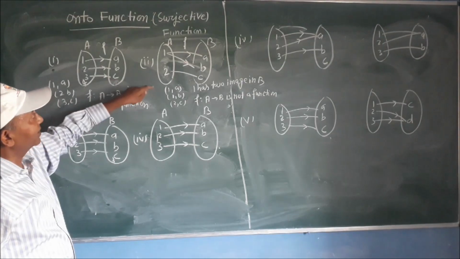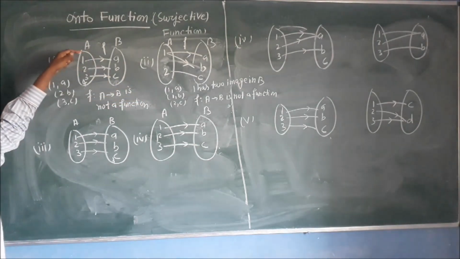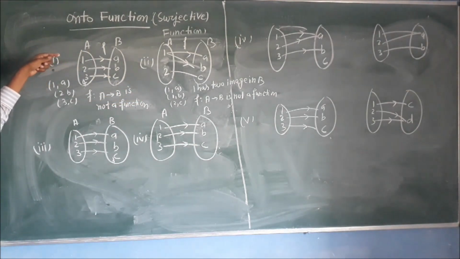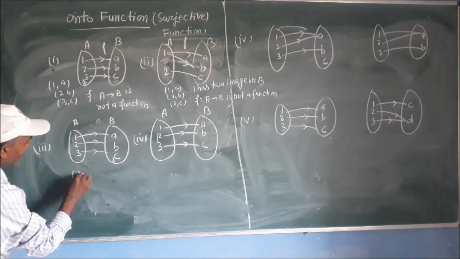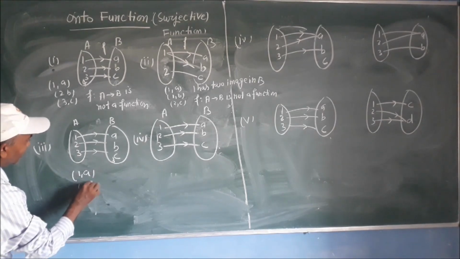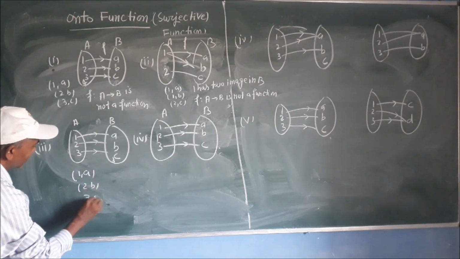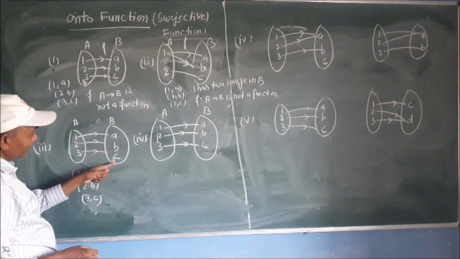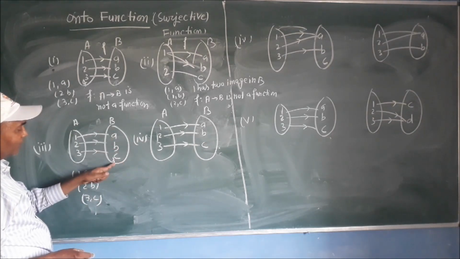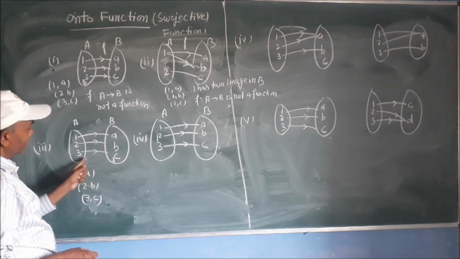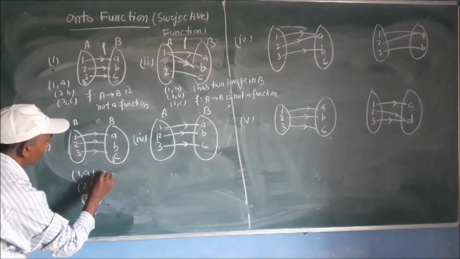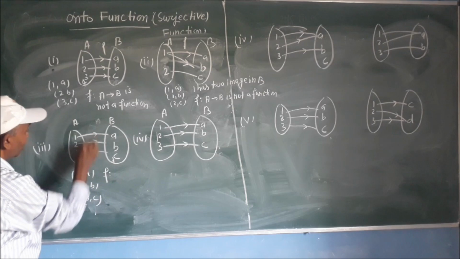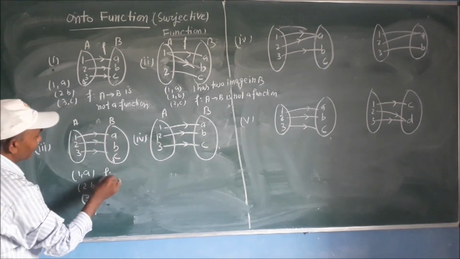These are the two cases in which you can examine whether the given example is a function or not. Here 1 has image A, 2 has image B, 3 has image C, and all elements of A have an image. But in set B, there is an element D which has no pre-image. So no problem. This type of example is one where all elements of A have a unique image in B.